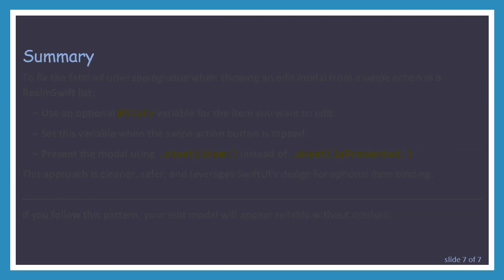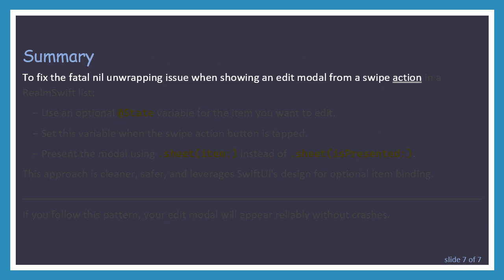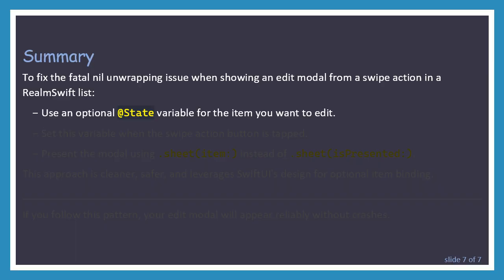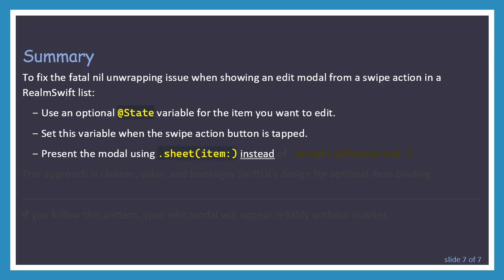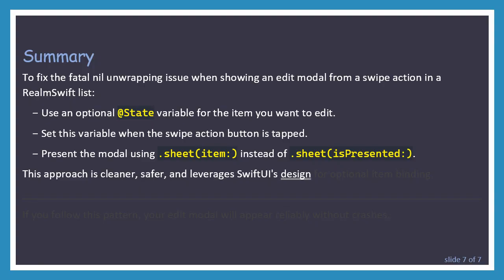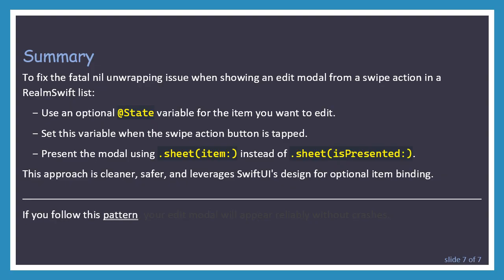Summary. To fix the fatal nil unwrapping issue when showing an edit modal from a swipe action in a RealmSwift list, use an optional @State variable for the item you want to edit. Set this variable when the swipe action button is tapped. Present the modal using .sheet(item:) instead of .sheet(isPresented:). This approach is cleaner, safer, and leverages SwiftUI's design for optional item binding. If you follow this pattern, your edit modal will appear reliably without crashes.